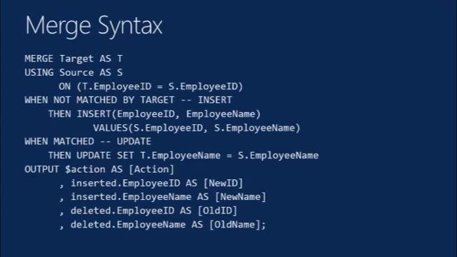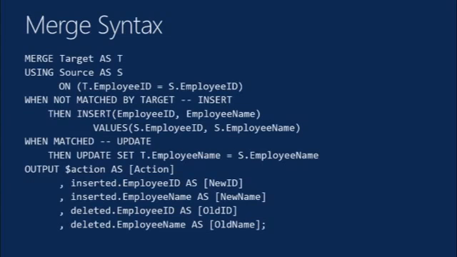And then I have to say, well, how do I check to see if there's a matching record? So I'm going to look at the employee IDs in this case to see, is there a match between the two tables? And then I simply say, when there is no match, then do an insert. When there is a match, do an update. And that's the basic syntax. So it's pretty easy to read. That's one of the nice things about it.